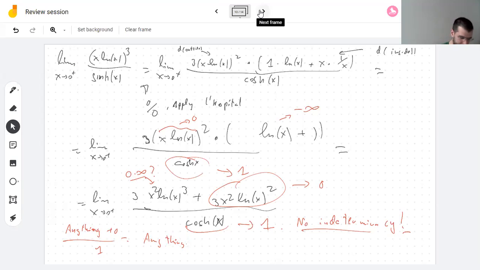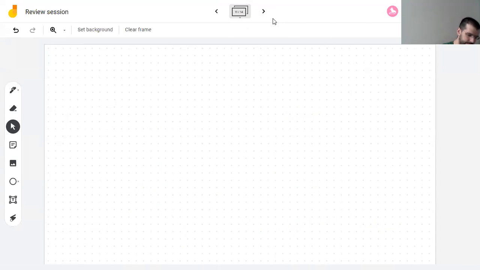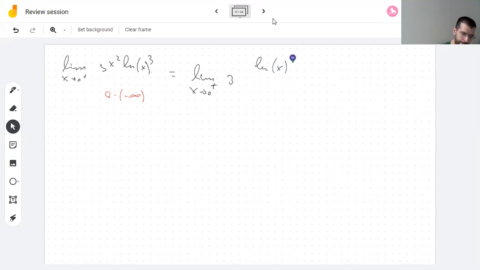Which means I only need to find the limit of x squared log cubed. Ooh, and I can do that. So this is just like the limit of x log x. It's 0 times infinity. So what I do is put the x's in the denominator so that it becomes infinity divided by infinity. And I can use L'Hopital's rule.